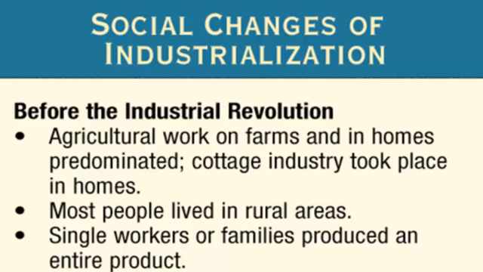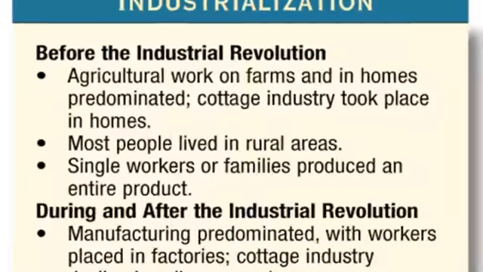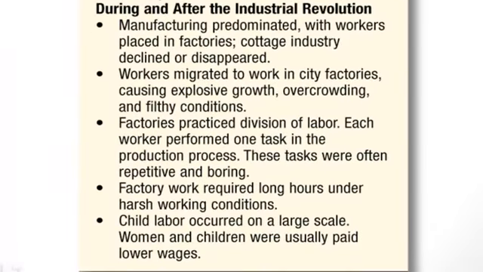Now, with the Industrial Revolution, a lot of this changed. Manufacturing predominated. Workers were in factories instead of as much farming, and the cottage industry really disappeared. Workers moved to cities. Populations exploded across Europe and America, but that also created a lot of overcrowding and poor conditions that led to disease.